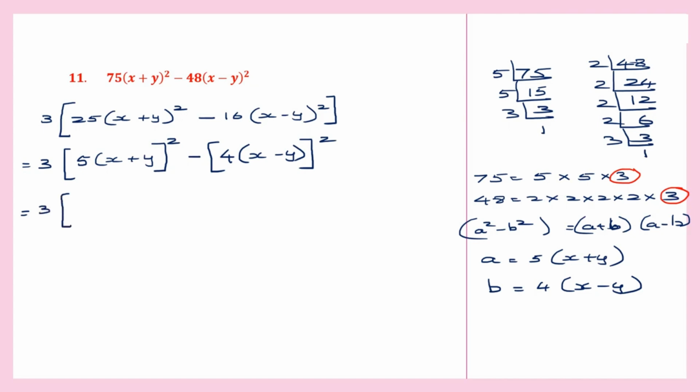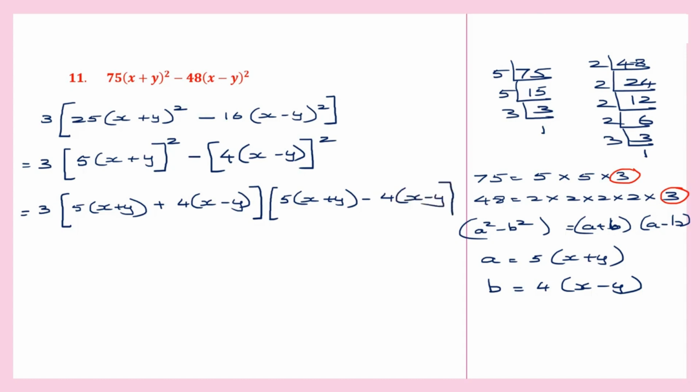Now a plus b. What is a? 5 into x plus y. A plus b. And what is b? 4 into x minus y. So I've got a plus b. Now I must write the same thing as a minus b. That is 5 into x plus y minus 4 into x minus y. So now this has become a plus b into a minus b.